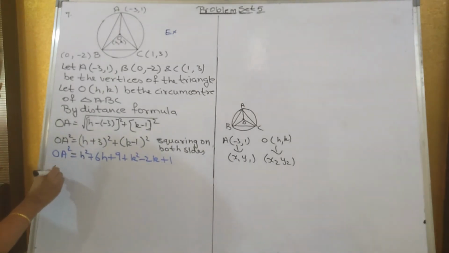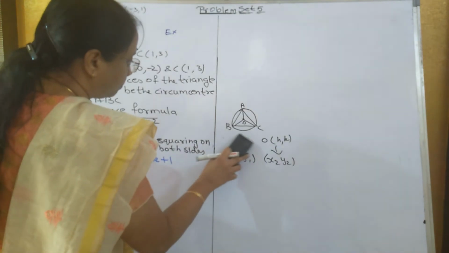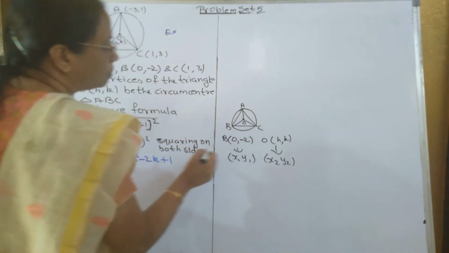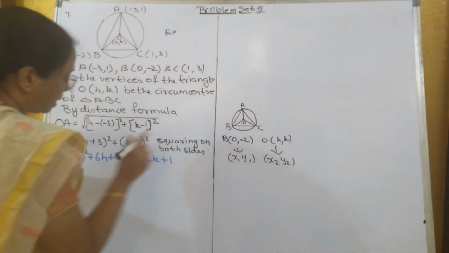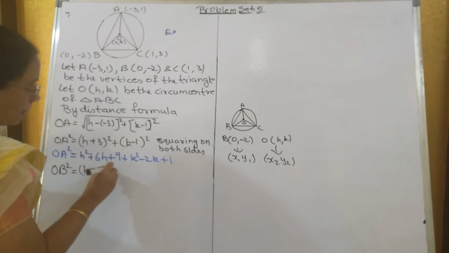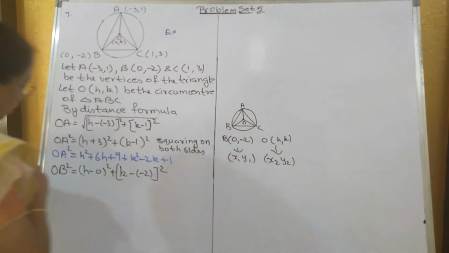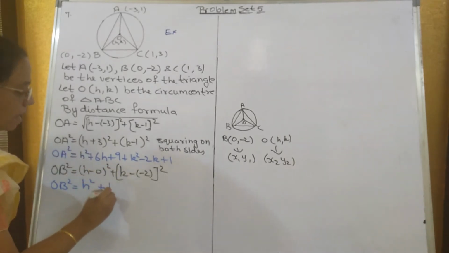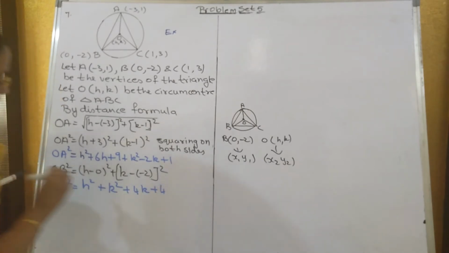Similarly you will find out OB square also. So directly I will show you now. So by squaring on both the sides you will get OB square. So what is your B over here? B is 0, -2. So that will be your x1 and y1. So I won't put the root sign, directly you can put h minus 0 the whole square plus k minus -2 the whole square. So what you will get? OB square is equal to h square, since it is 0 so rest of the things you will not get, plus k square, minus into minus 2 will become plus 2, so plus 4k plus 4. So this is your OB square.